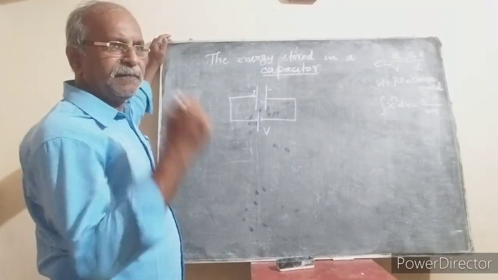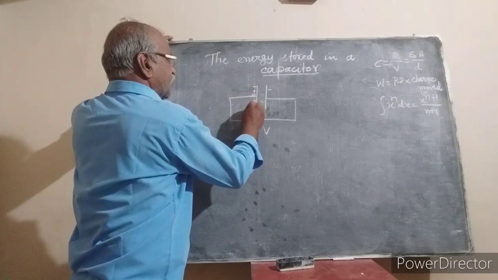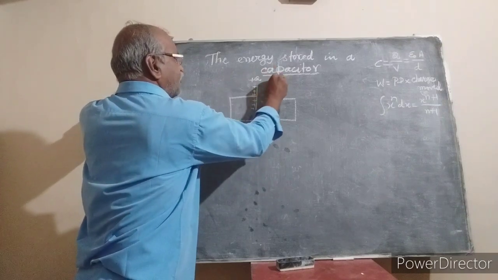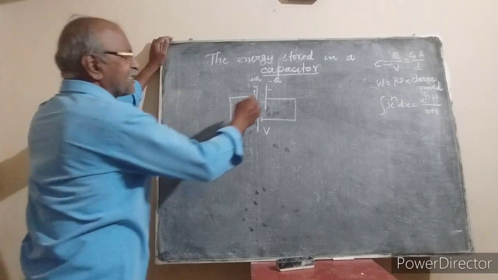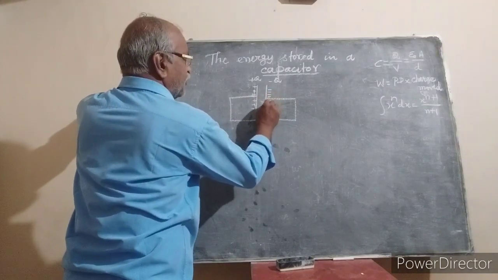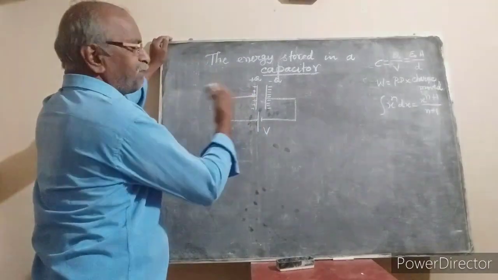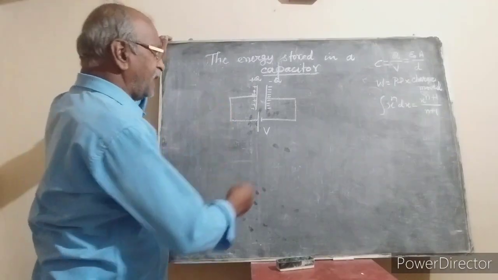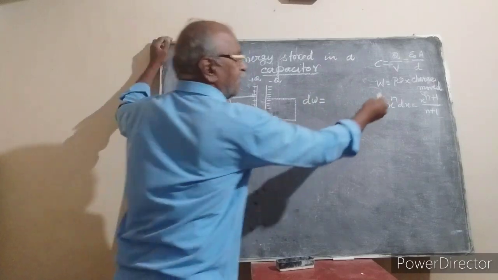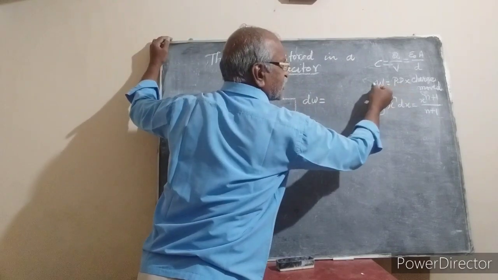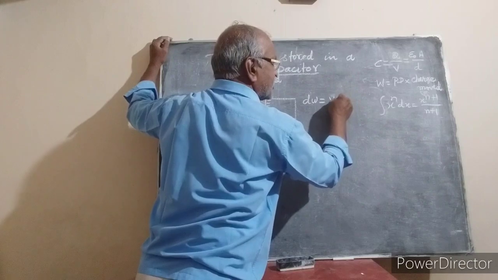Further, we consider initially the charge on any one plate is plus q and the charge on the other plate will be exactly minus q. Let us give an additional charge of dq, negative charge dq, to the right plate. The small work done will be dw equal to potential difference. Small work done dw is potential difference into the small charge given dq.